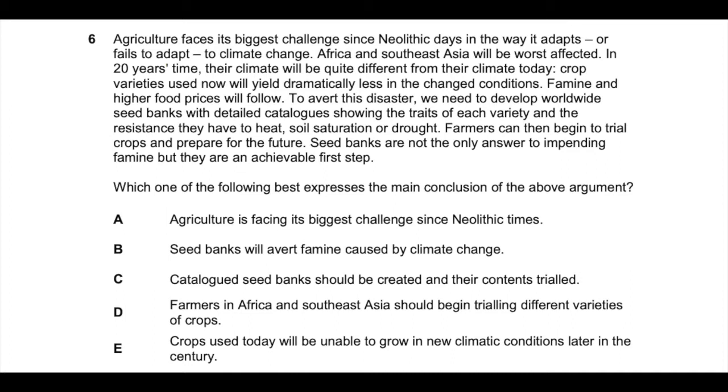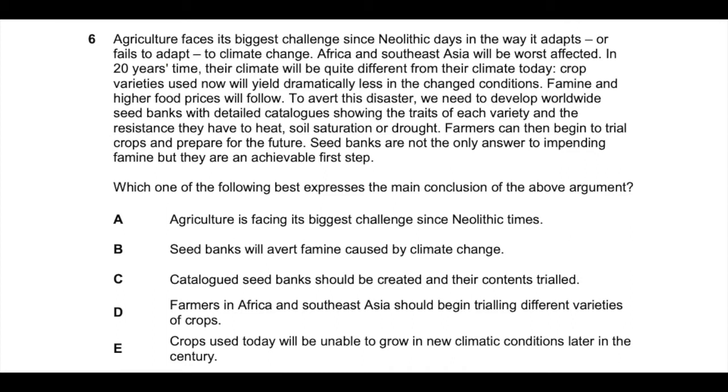To avert this disaster, we need to develop worldwide seed banks with detailed catalogs showing the traits of each variety and the resistance they have to heat, soil saturation or drought. Farmers can then begin to trial crops and prepare for the future. Seed banks are not the only answer to impending famine, but they are an achievable first step. Which one of the following best expresses the main conclusion of the above argument?